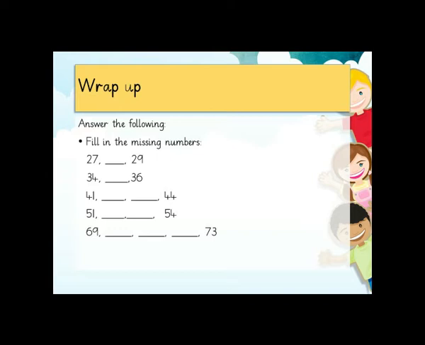Let's come up with the answers. 27, 28, 29. 34, then comes 35 and 36. 41, then comes 42, 43 and then 44. 51, then comes 52, 53 and then 54. 69 and then 69, and after 69 it will be 70, 71, 72 and then 73. I'm sure you have done it the same way.